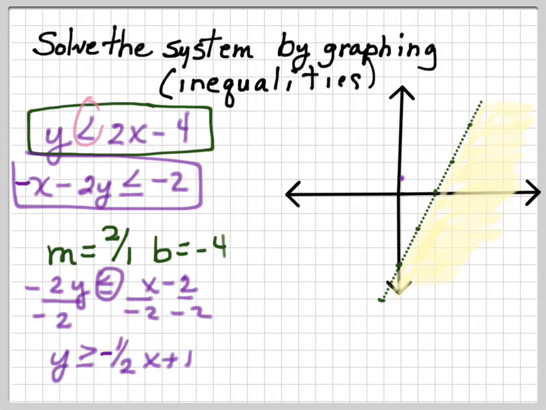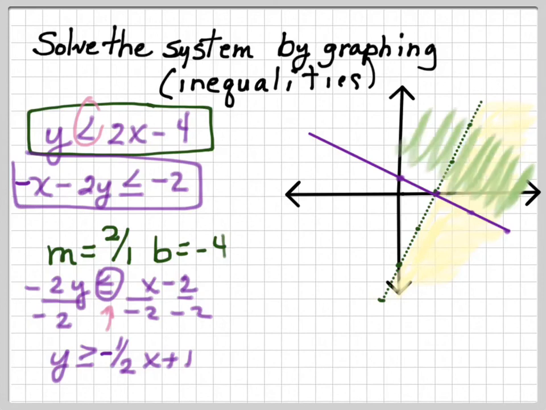When I graph that, there's my y-intercept, and then I'm going to go down 1 over 2, down 1 over 2. I'm going to connect with a solid line because I have an equal sign there, and then I am going to shade above. So my final solution area is this dotted line, that solid line, and everything where the green and the yellow overlap each other.